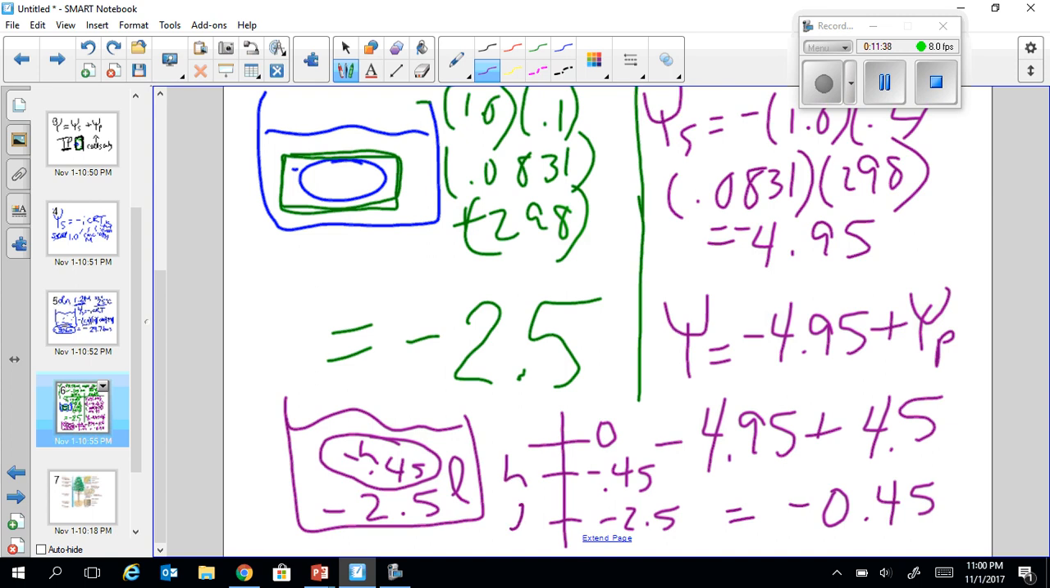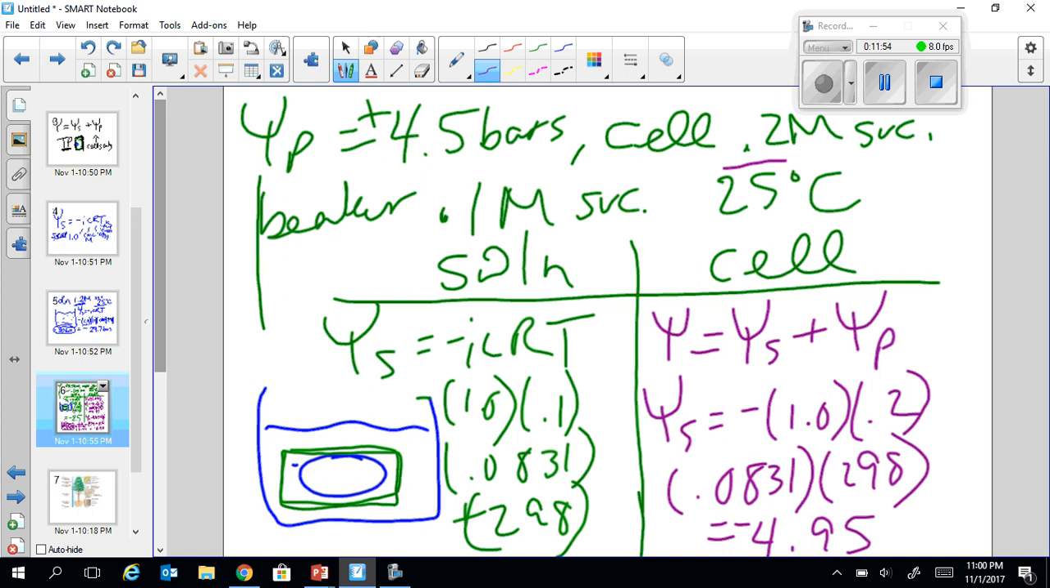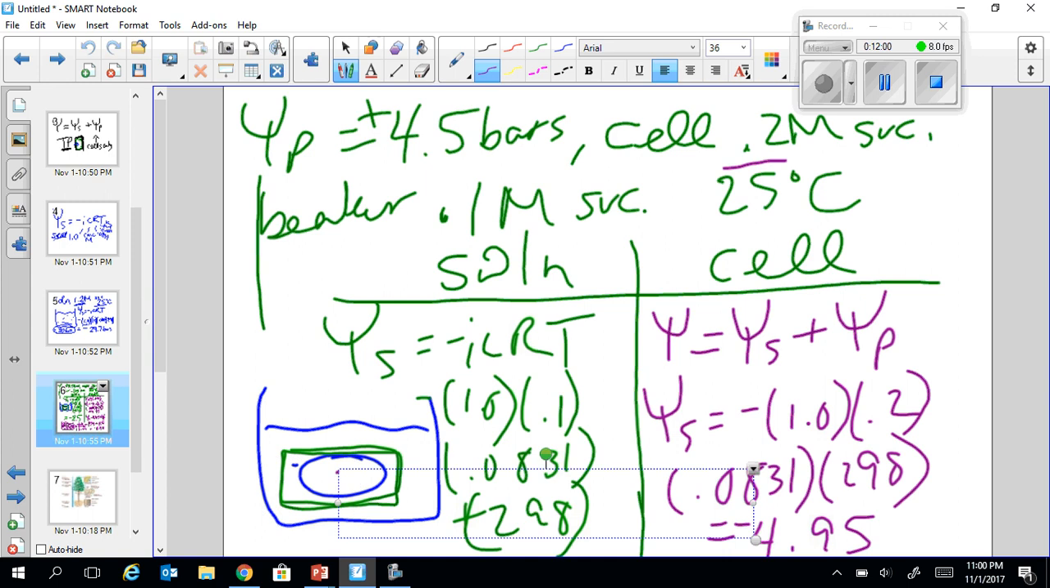So this is higher and this is lower. Water always moves from an area of high water potential to an area of lower water potential. So water would move out of the cell. All right, so if I go back to the beginning, I really wouldn't have predicted that. There was a higher sucrose concentration inside the cell, 0.2, than there was outside the cell.